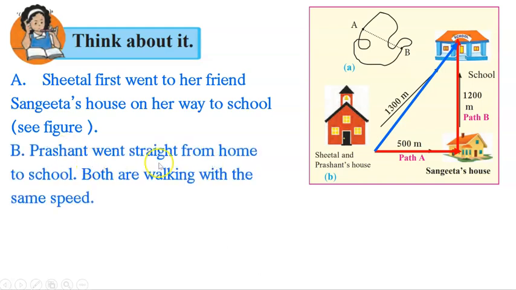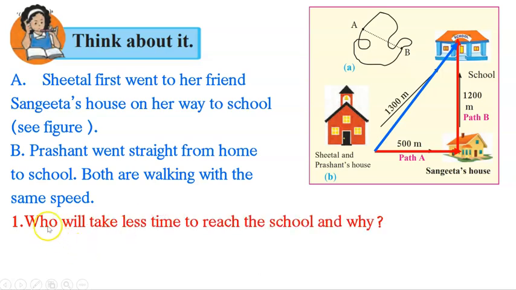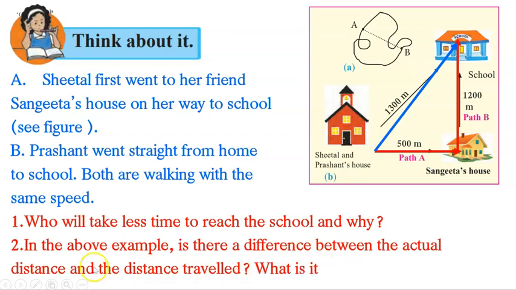Prashant went straight from home to school. Okay, Prashant went from home to school directly. He walked the distance of 1300 meter. Both are walking with the same speed. Next, who will take less time to reach the school and why? Okay. In the above example, is there a difference between the actual distance and the distance traveled, and what is it?